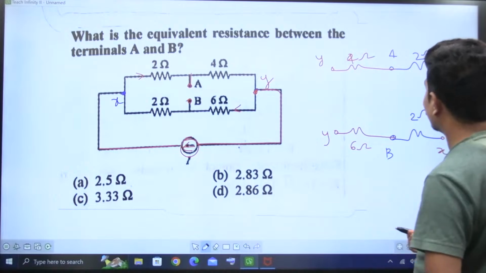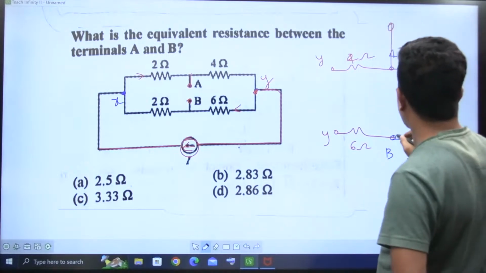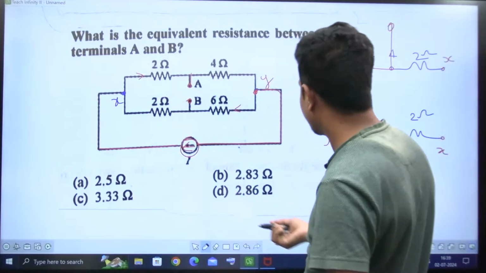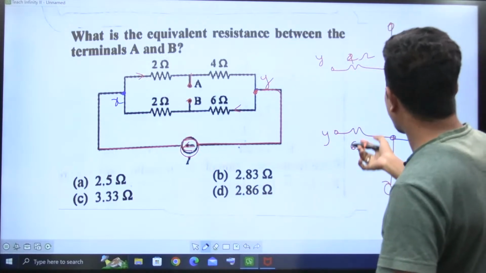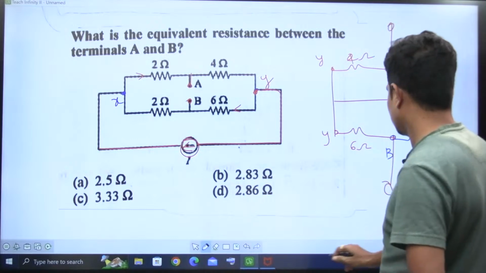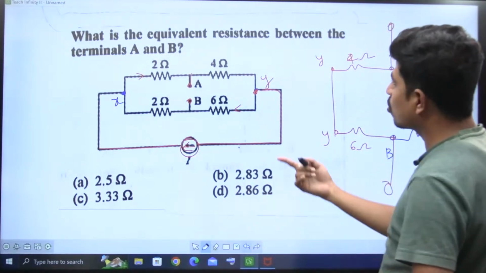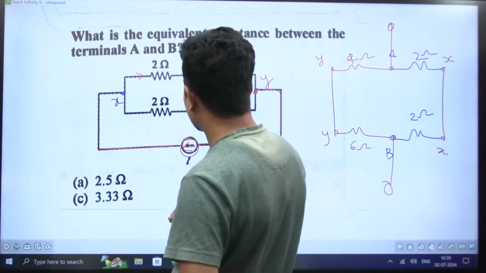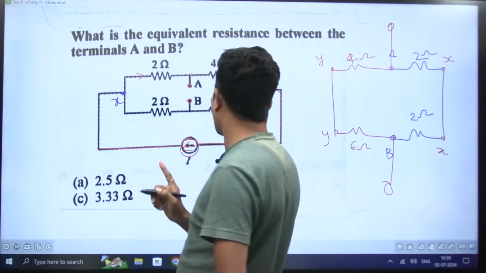Now we are standing here, and I want this A and B. Now, this question framing itself is wrong. If A and B are both the same, then I can connect these two directly. This question framing is wrong. Why? Because this is a current source, and if I open it, these points are not the same.